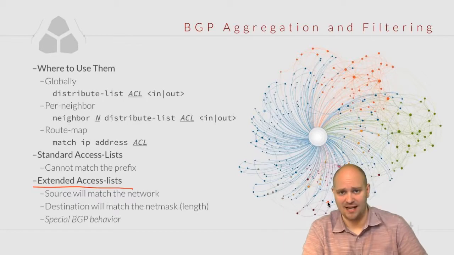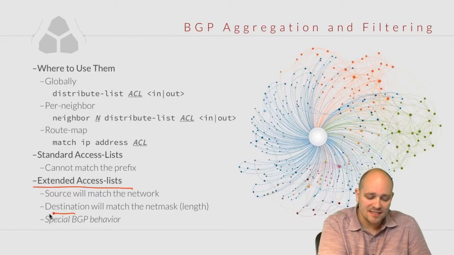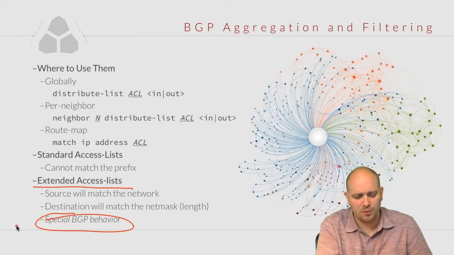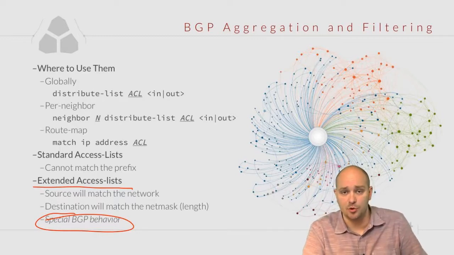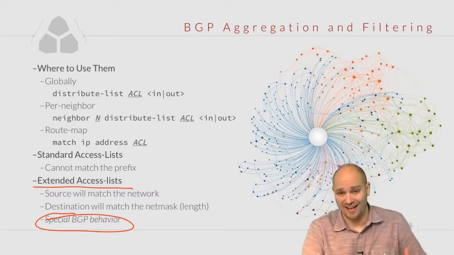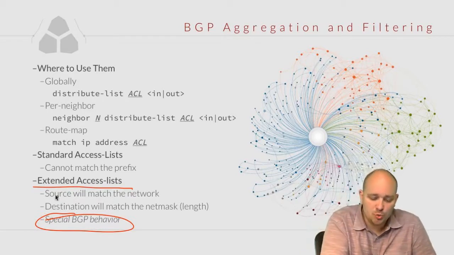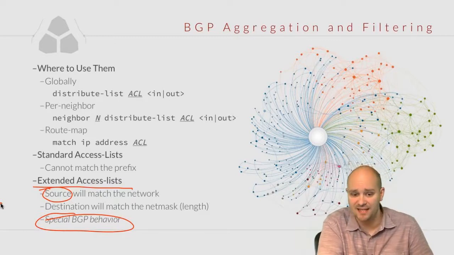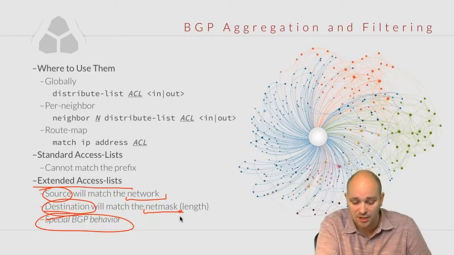Now, using extended access lists for this purpose changes the way extended access lists actually behave, and this is a special BGP behavior. It's not so special for BGP because it exists in some other conditions, like for example, route leaking from level 2 to level 1 for ISIS routes, and also in route redistribution route maps, this behavior of extended access lists can be exploited, can be used. Now, what I'm talking about is using the source IP address in the extended access list to match the network, and also using the destination IP address to actually match the net mask.